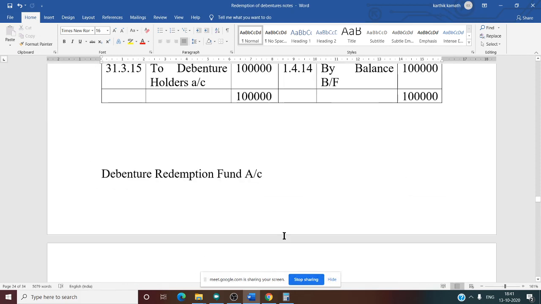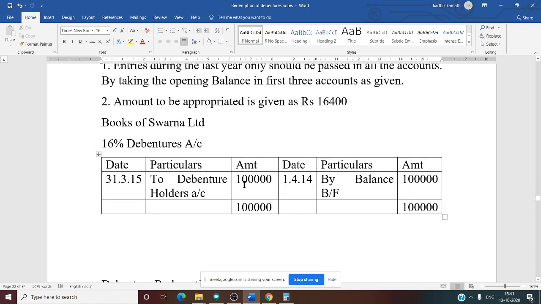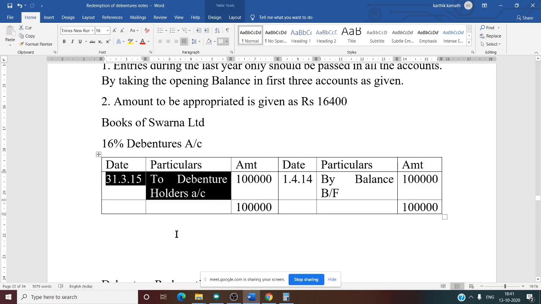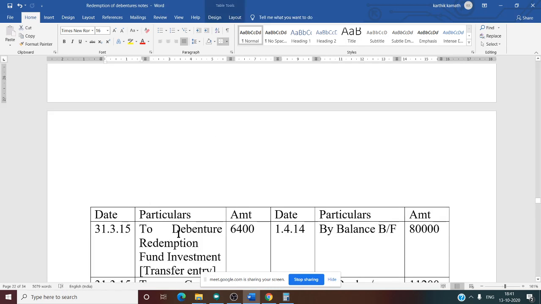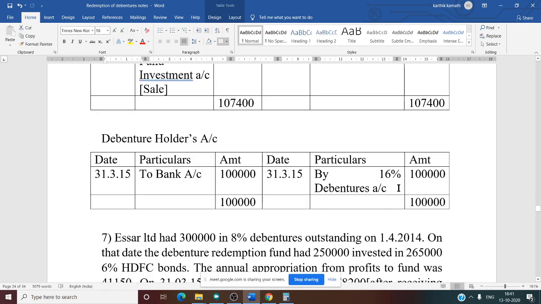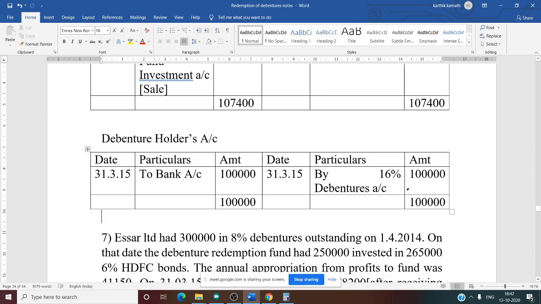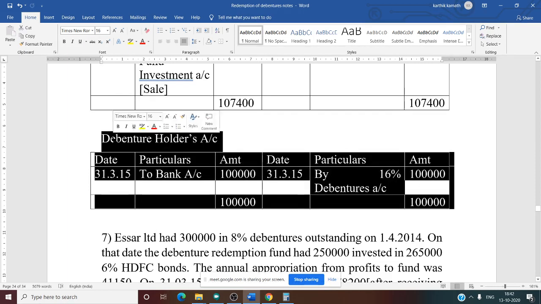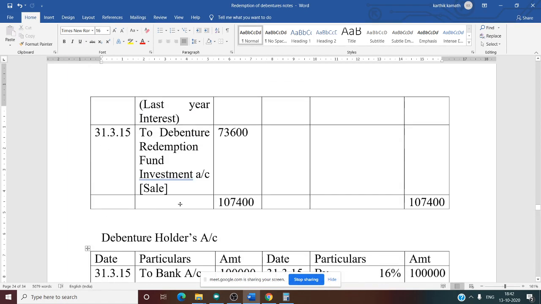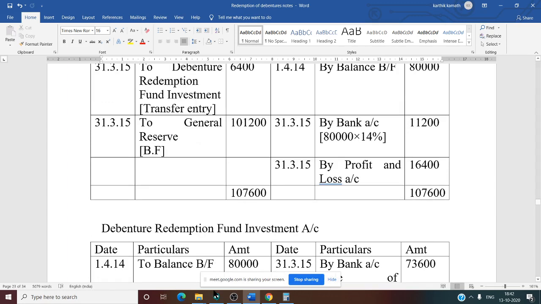Where is our first account? See this, the 16% debenture account we have written. Here we have written to debenture holder. That is why here by comes. In the debenture holder account, by comes, that is a transfer entry from the first account. Yes, due amount 1 lakh. And finally payment is made to the debenture holder. When there is a payment, you know what the entry is: debenture holder to bank. The holder is getting the amount, bank balance decreases, so 1 lakh goes out from the bank. Yes. So now the debenture holder account is also tallied. Very simple. So now we have closed all 5 accounts. Any doubt regarding this you can ask.